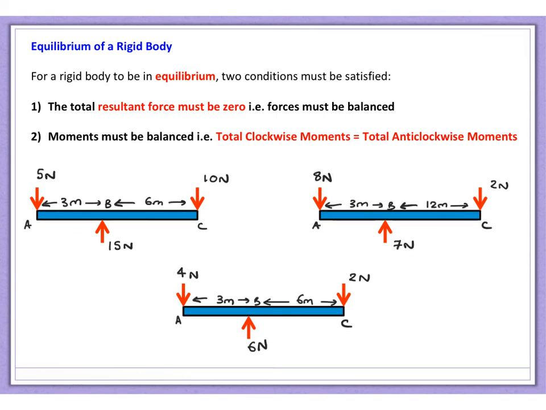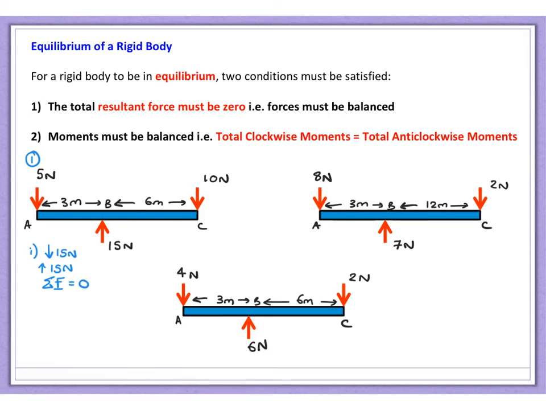Let's have a look at three scenarios which will hopefully illustrate this a little bit further. So, look at the first diagram. We'll call this scenario 1. Now, let's have a look at the forces first of all. So we can see that the total force acting downwards is 15 newtons. The total force acting upwards is 15 newtons. So we can see that the resultant force is equal to 0. The total resultant force is equal to 0.